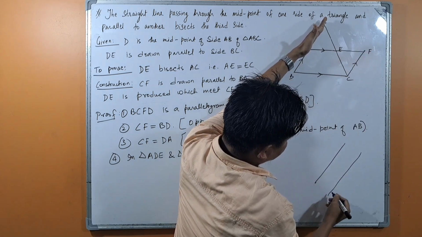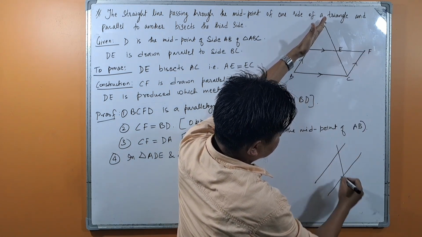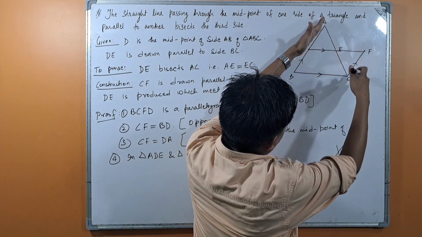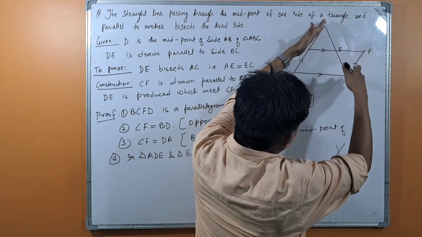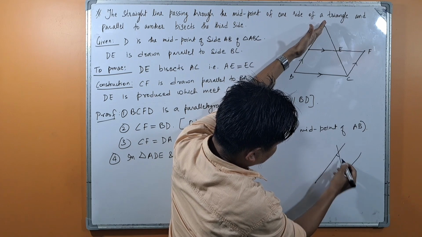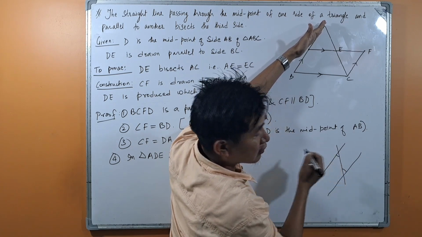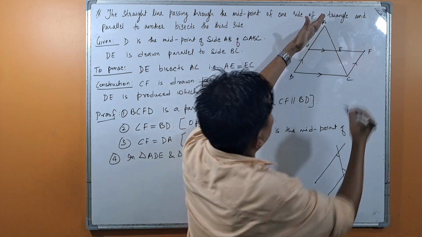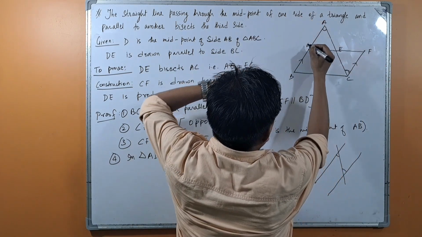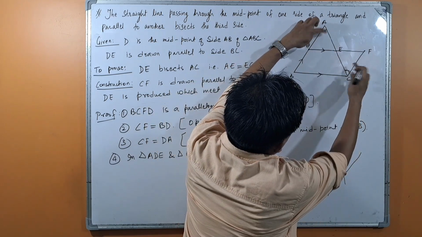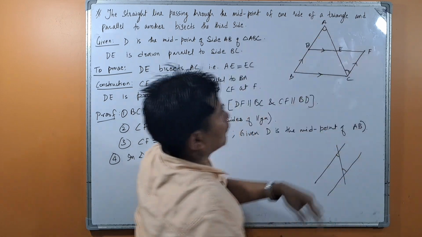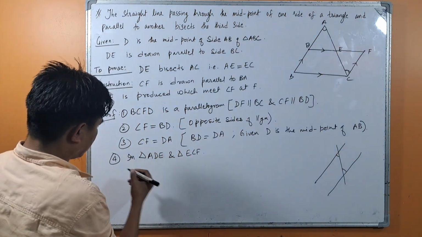So if these two lines are parallel to each other and a transversal is drawn like this, CF is parallel to BA, AC is the transversal here. That means these two angles will be equal to each other. These are called alternate angles, isn't it? This is D. This angle will be equal to this because these two lines are parallel to each other and AC is transversal, so they are alternate angles.